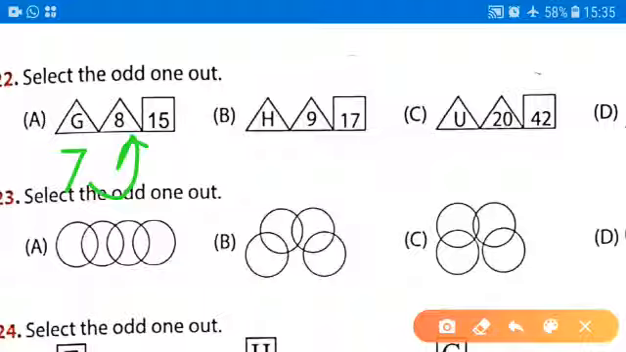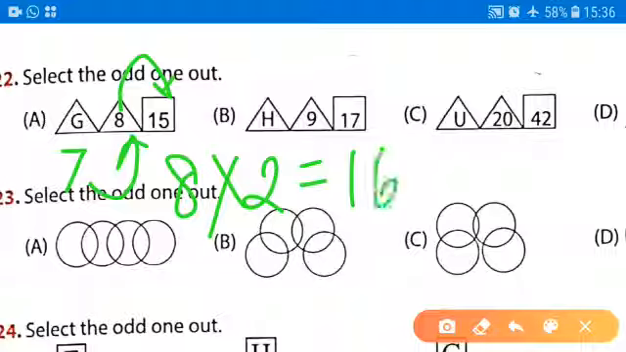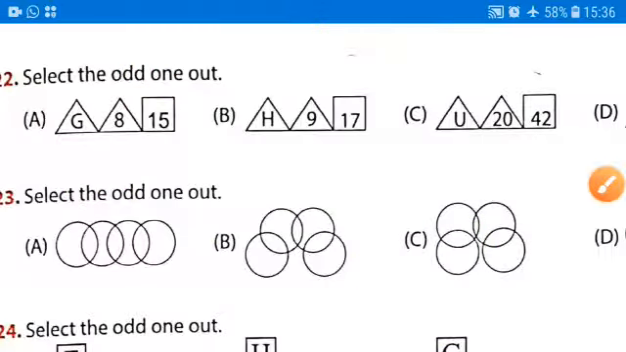Now 8 multiplied by 2 is 16, and minus 1 is 15. So can you understand the relation? What we are doing? We are adding 1 to the 7. We are getting 8. Then multiplying by 2. 8 multiplied by 2 is 16. And subtracting 1, we are getting 15. Like this.